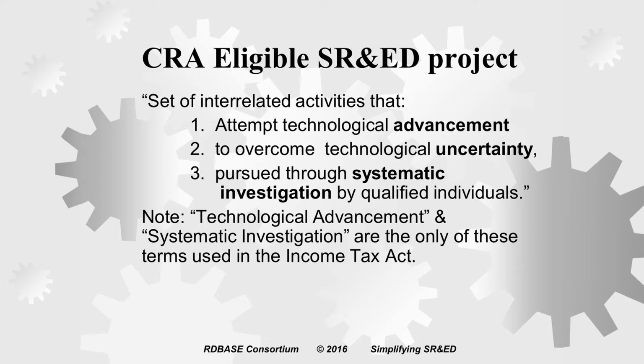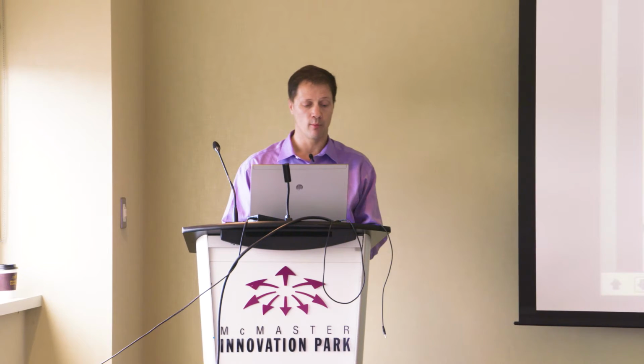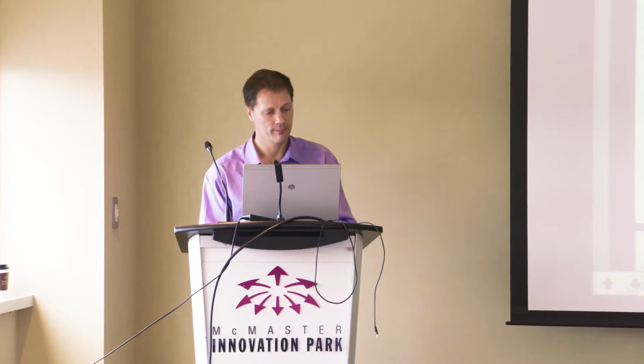So I've already talked about the CRA definition of a project, set of interrelated activities, attempting technological advancement which requires overcoming technological uncertainty. It's got to be done systematically by qualified individuals. So technological advancement and systematic investigation are the terms used in the Act. The technological advancement is really the overriding one that we want to make sure that we meet.